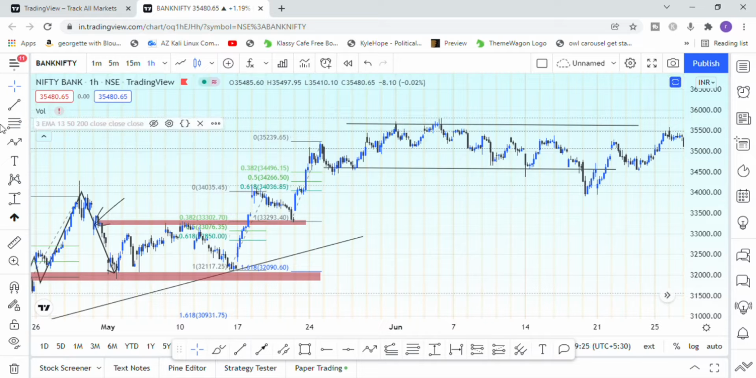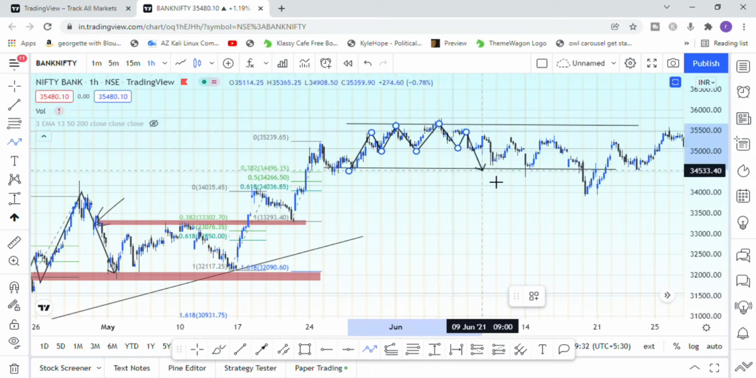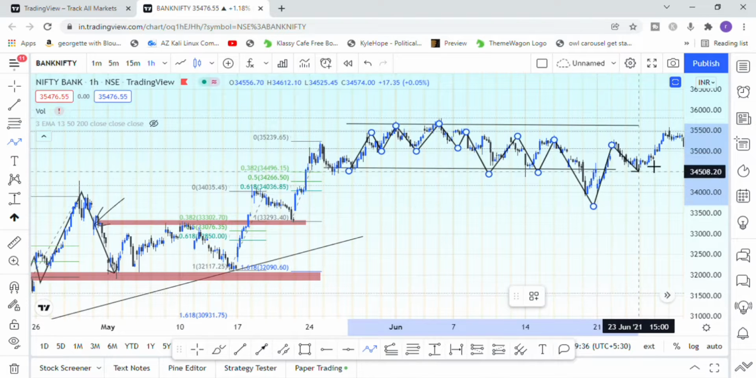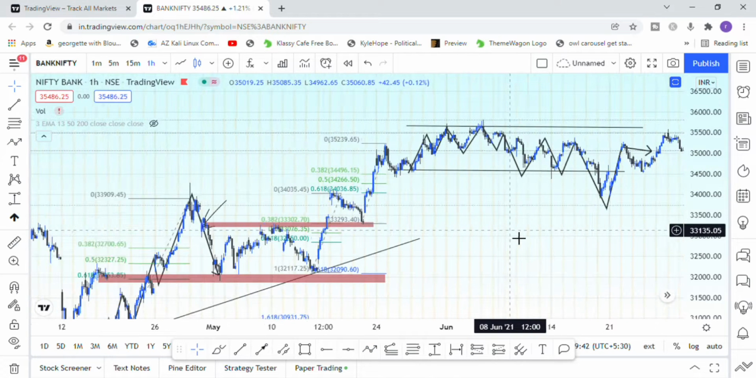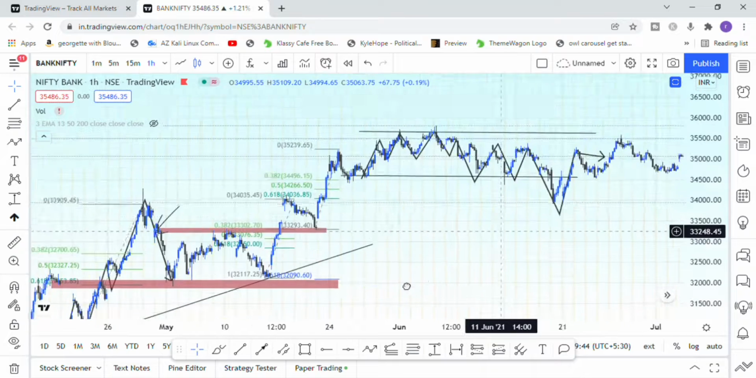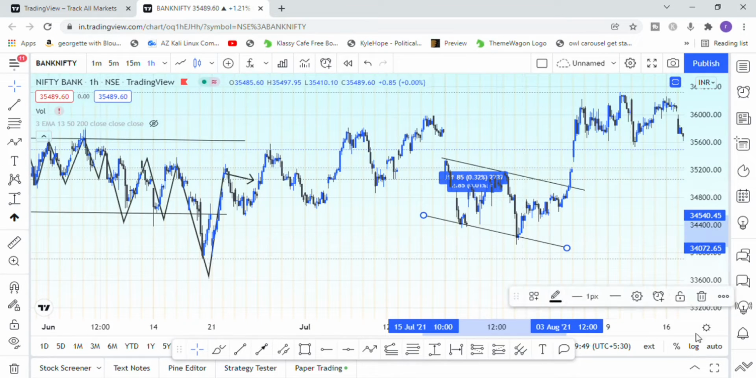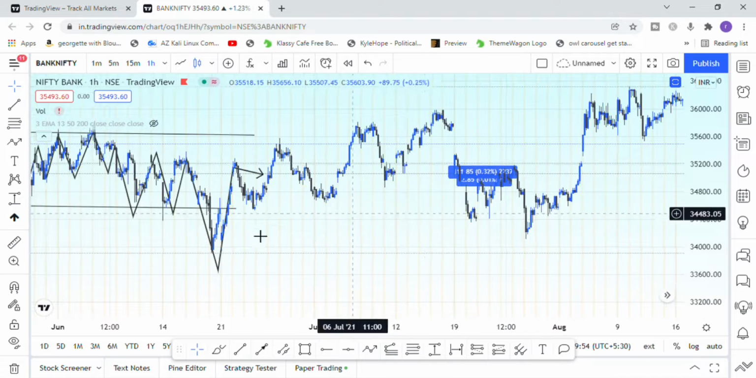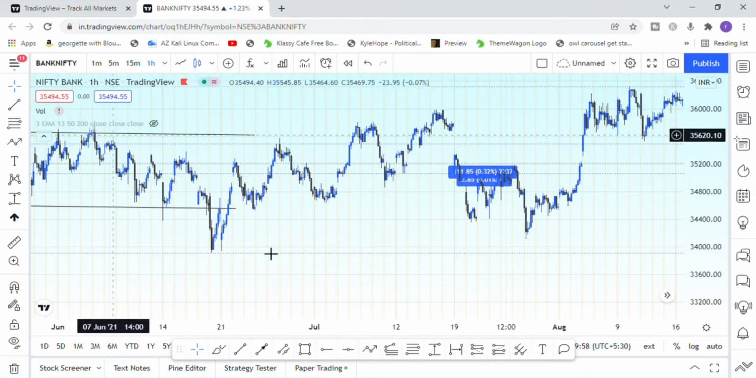Here the market is a little bit sideways, range bound. The market breaks up, immediately recovers, and continues further. It's a small consolidation zone. Again, a breakout for a small period of time, and the market goes for an uptrend.